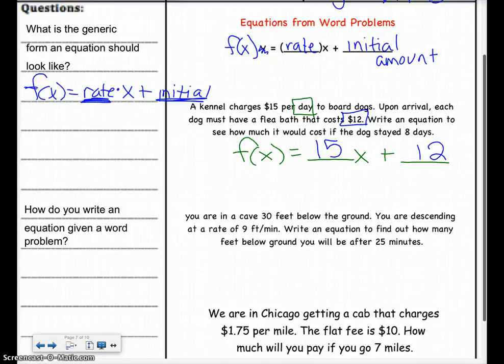So your equation, f of x, or your function of x, is equal to 15x plus 12. And then you have to apply the equation you made. We need to know how much it is going to cost to board our dog for 8 days. 15 times 8 plus 12 is 132 buckaroos to board your dog for 8 days.